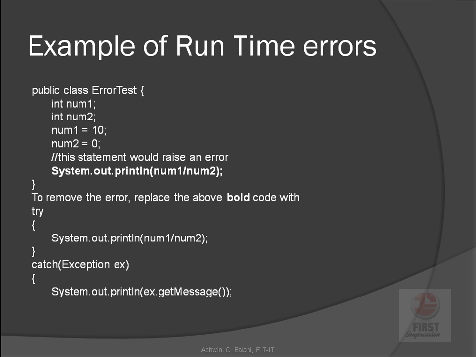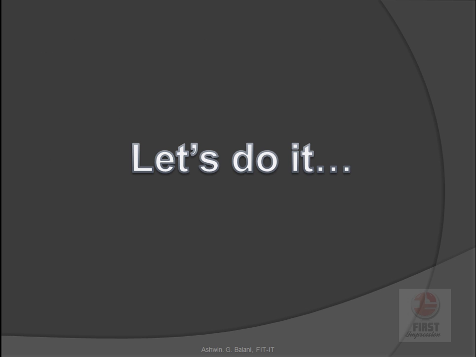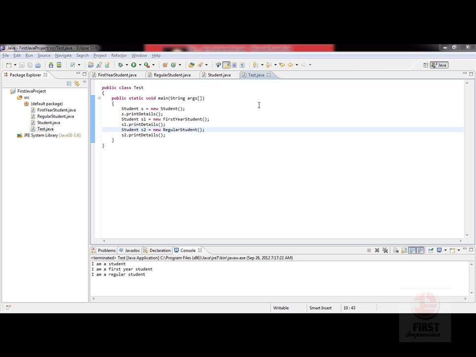So we have ex as the object of the exception class. Whenever you have an error, an exception is thrown, you catch that exception over here and you just print out the message from that exception. Okay, so let's try to do this thing. Let's do it for the constructor function.